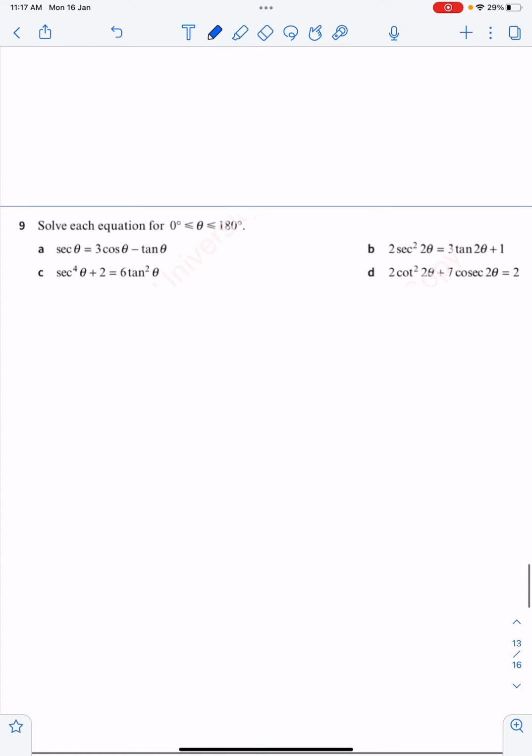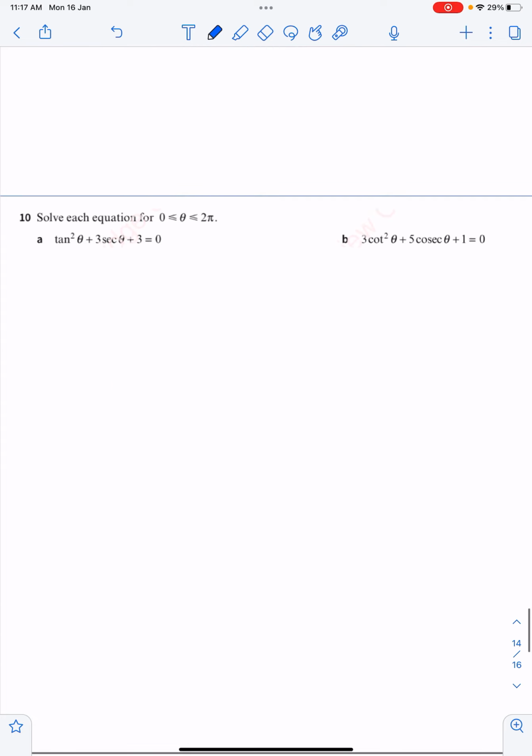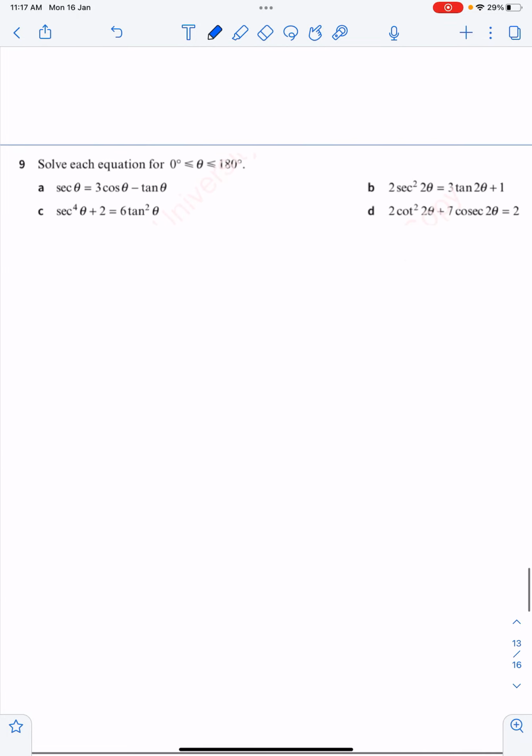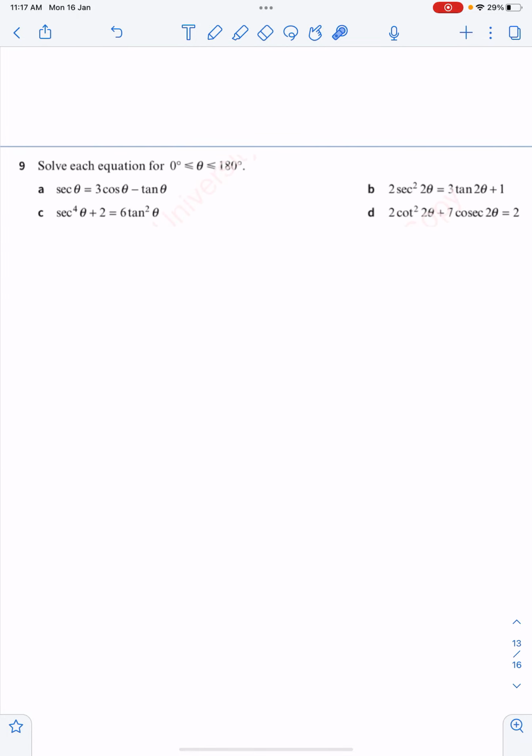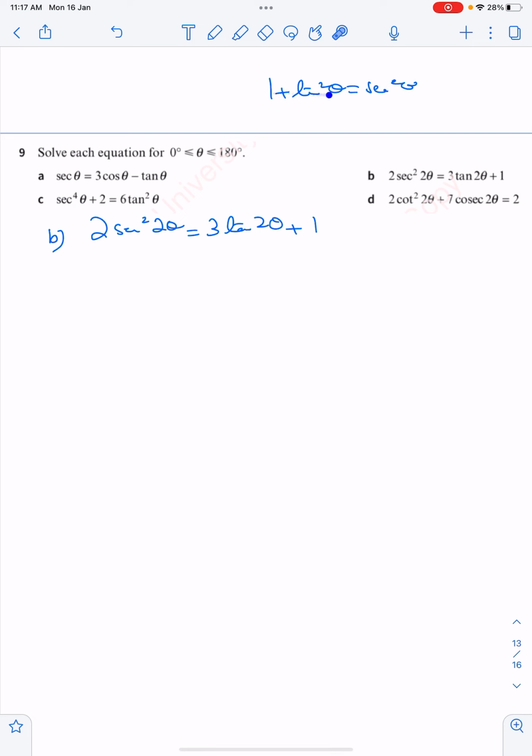Okay, let's move on to question number 9 now. Question number 9, solve each equation from 0 to 180. So, I am just solving the B and the D part. B part says 2 sec square 2 theta equals to 3 tan 2 theta plus 1. I can use the second identity, which is 1 plus tan square theta equals to sec square theta. So in place of sec square theta, I can write 1 plus tan square theta.